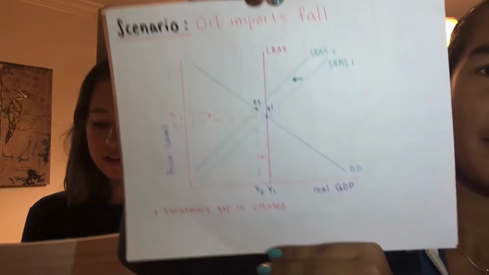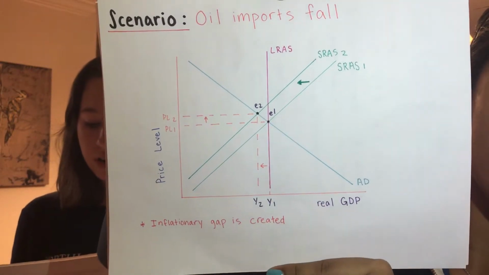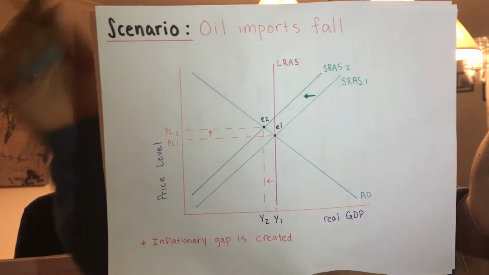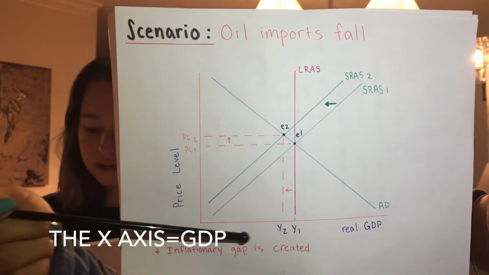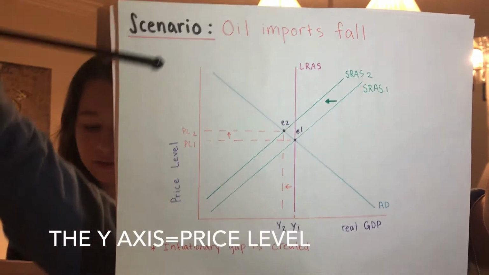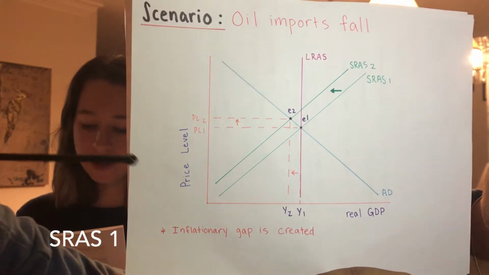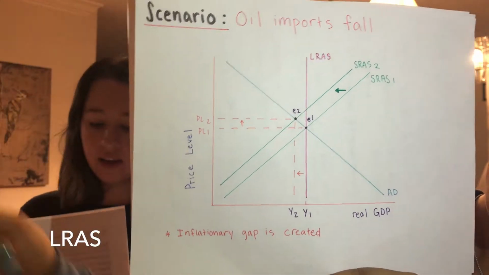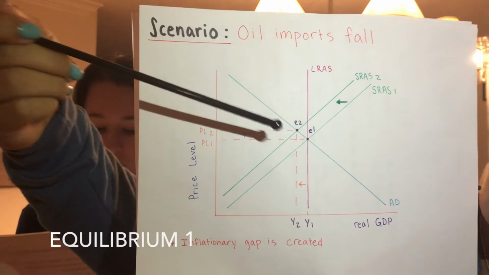Let's use an example. Say oil imports fall. As a consequence of this, American consumers are paying more for their oil than in previous months. The x-axis will be GDP, while the y-axis will be price level. Here are the original short-run aggregate supply curve, long-run aggregate supply curve, and aggregate demand curve. This creates point equilibrium 1.